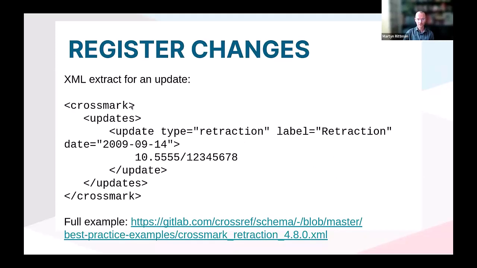Again, if you're using XML to deposit your metadata, then you can use this Crossmark section of the metadata schema, updates, and then you see here the type of update, in this case a retraction, and the DOI of the work that's been retracted, and we have a full XML example file available from our website.